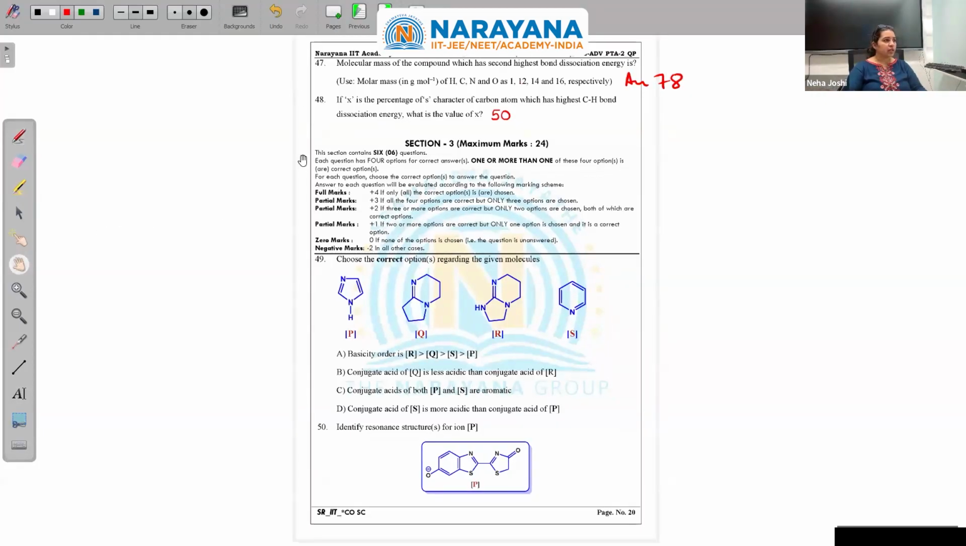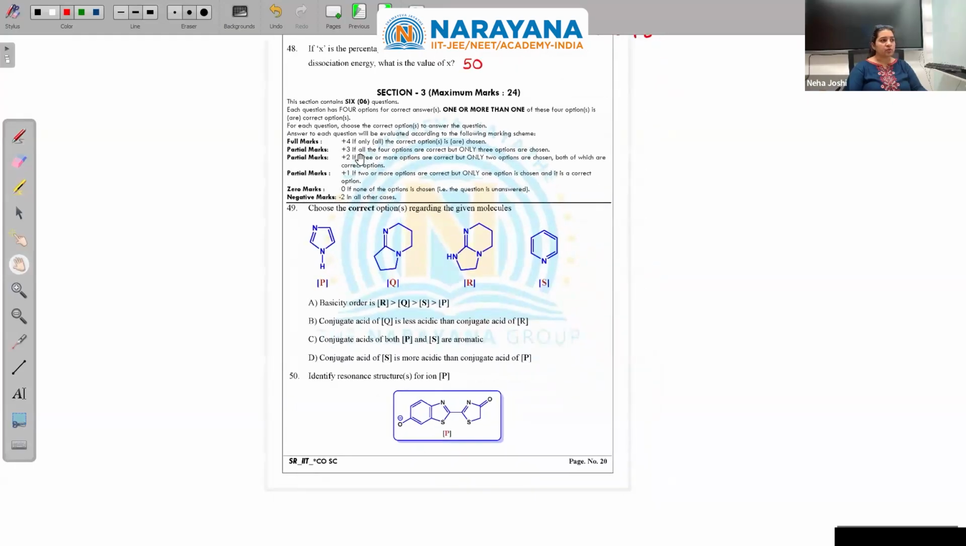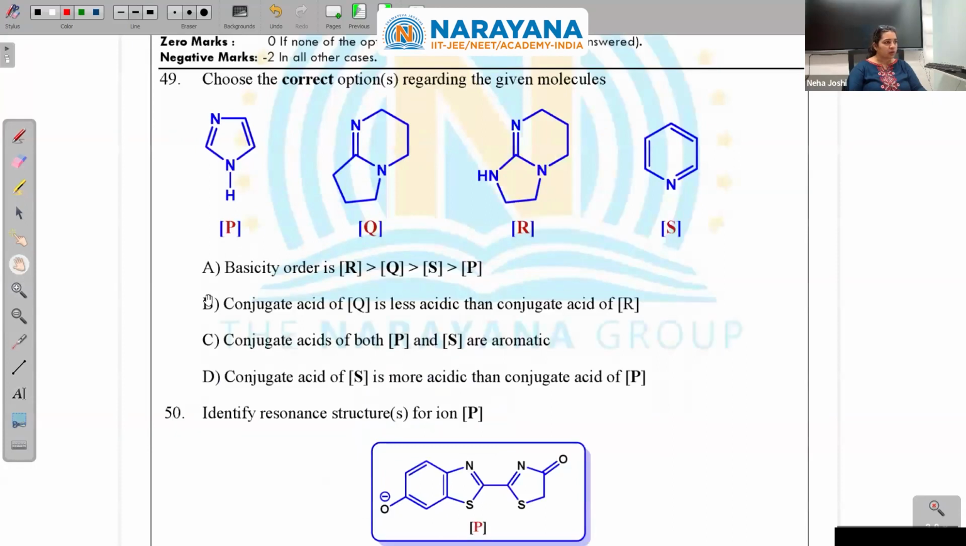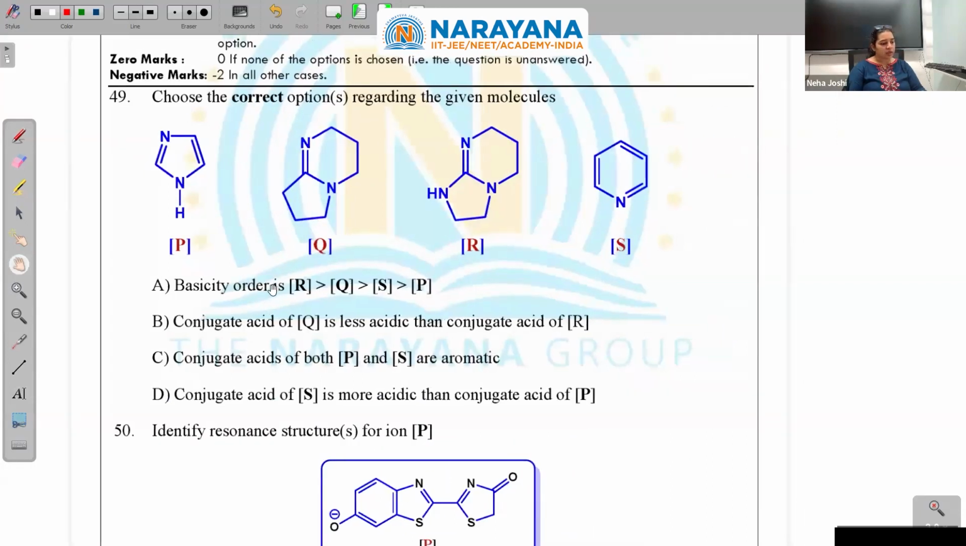Let's move to question number 49. Choose the correct options regarding the following molecules. Okay, let us see. First, the basicity order out of these is R. Okay, it is a guanidine system. R has to be maximum. Q, amidine system. Till here, all good. Okay. So yes, we agree R and Q are correct.